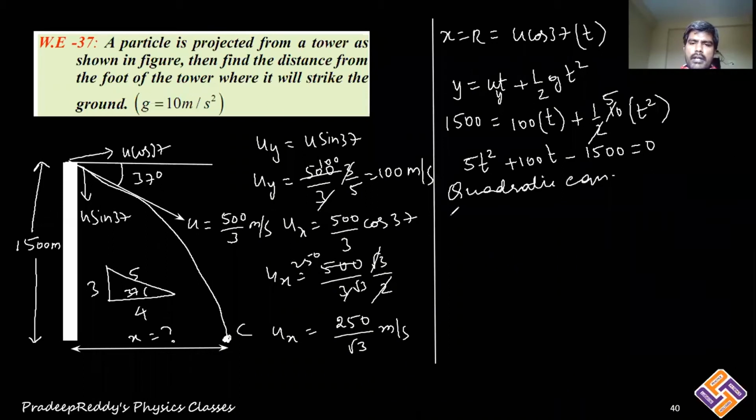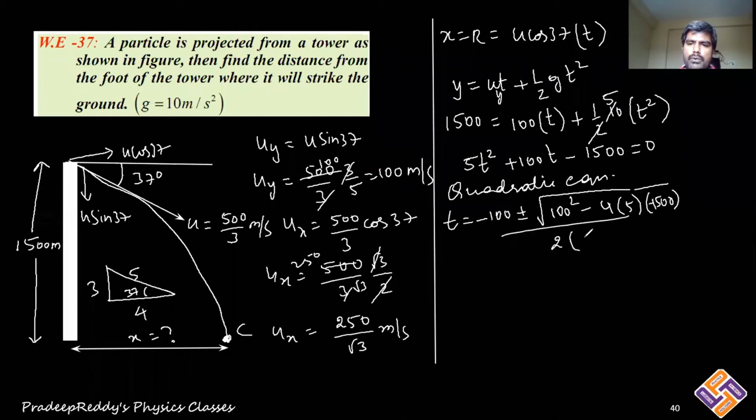So you can take this quadratic expression and find out the time. t is equal to minus b plus or minus under root b square minus 4ac, that is minus 1500, divided by 2 into a, which is 5. If you evaluate this, you will get the time taken as 20 seconds, which is a positive value. Only the positive value I am taking; the negative value you can eliminate because time is always positive. Take this t and substitute in the equation for range. x is u cos theta, already calculated, that is 250 divided by root 3, into time taken, 20 seconds. This is finally in meters.